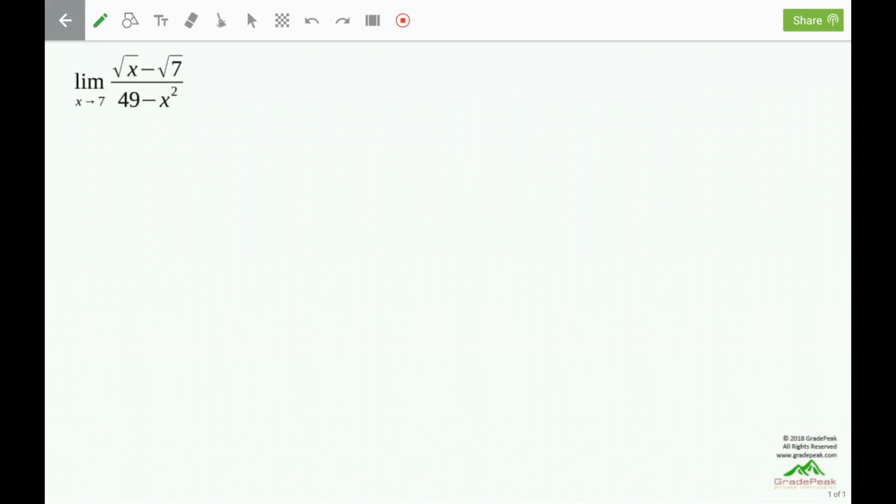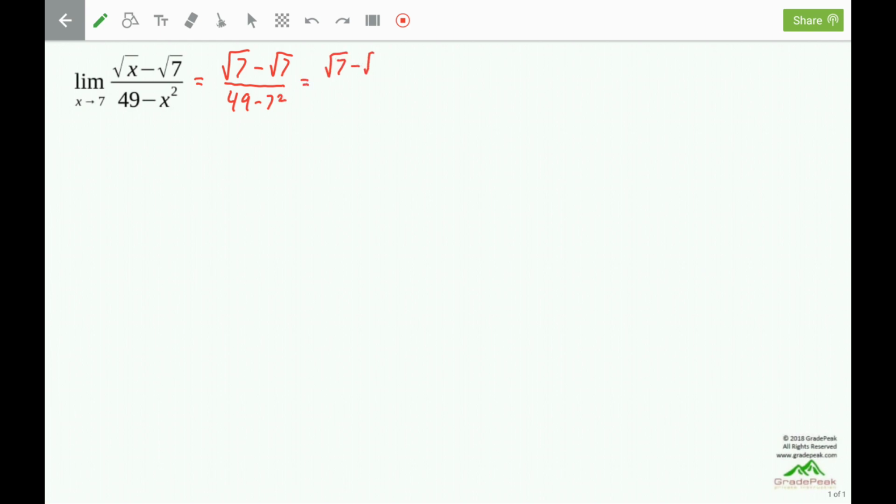Limit as x goes to 7 of the square root of x minus the square root of 7 over 49 minus x squared. The first thing we're going to do is try plugging a 7 in for each of the x's. That will produce the square root of 7 minus the square root of 7 divided by 49 minus 7 squared.